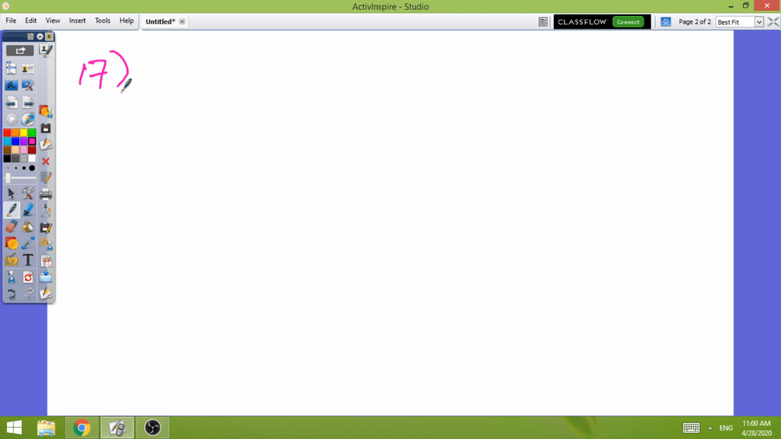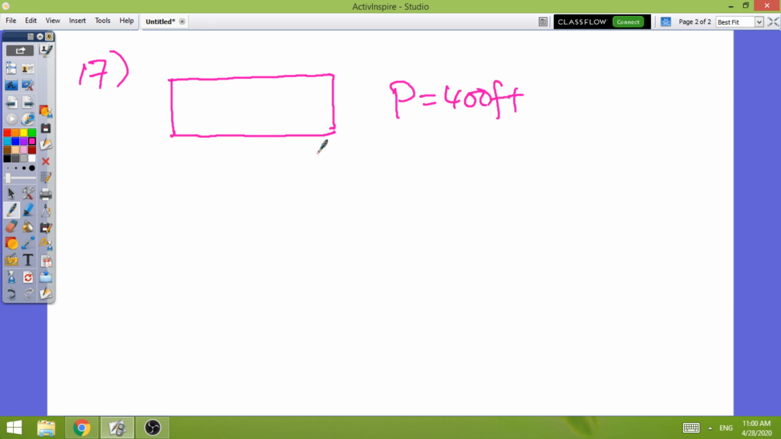A rancher wants to construct 2 identical rectangular corrals. Okay, so a rectangular corral is like this, using 400 feet of fencing. That means the circumference or the perimeter is 400 feet. Okay, 2 identical, so that means we need to cut it into 2 equal portions.